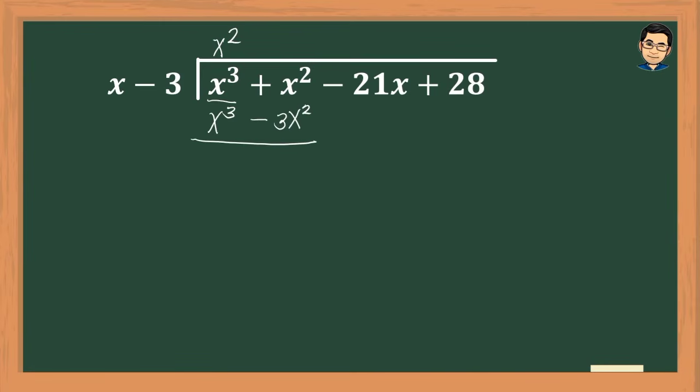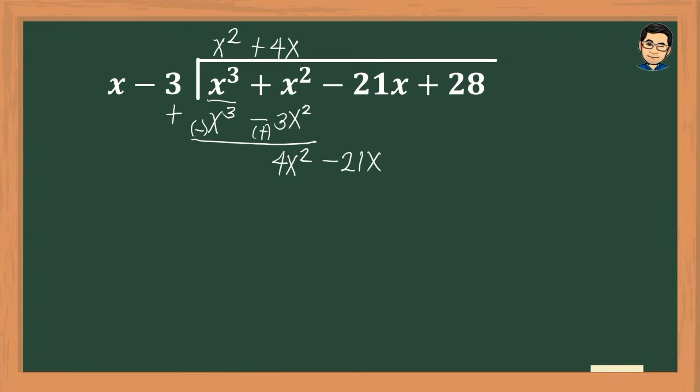And then we subtract. So x cubed will become negative. Negative 3x squared will become positive. And then magiging plus. So x cubed plus negative x cubed, that is 0. X squared plus 3x squared, that is 4x squared. And then we bring down negative 21x. So 4x squared divided by x, that is 4x.